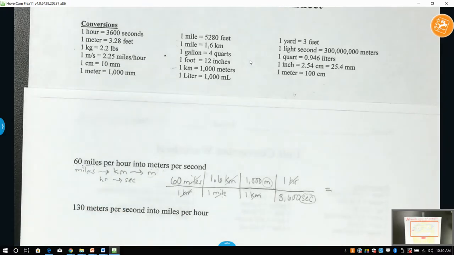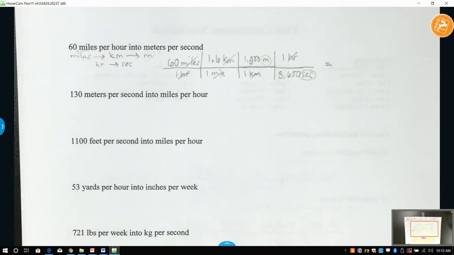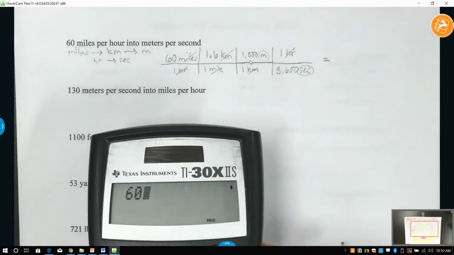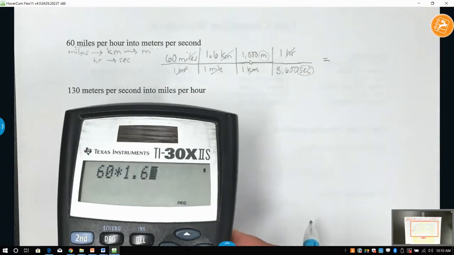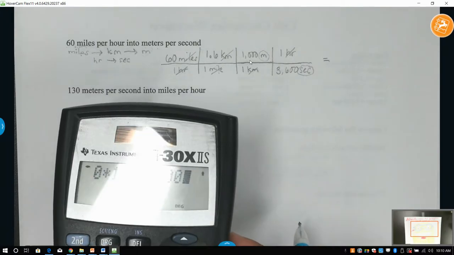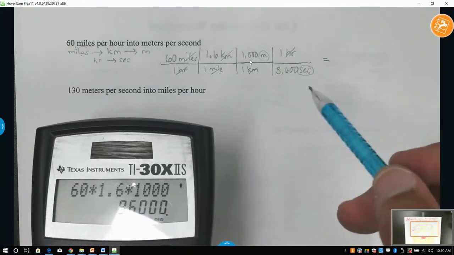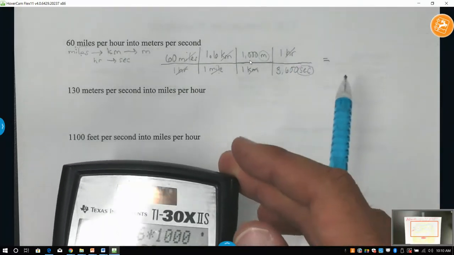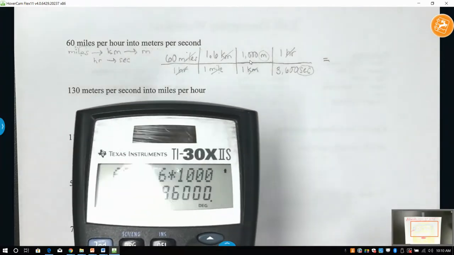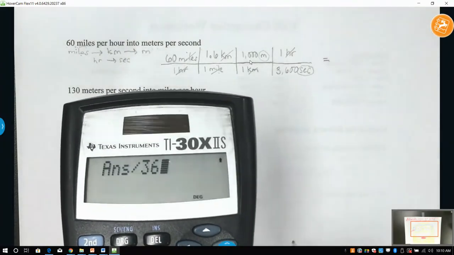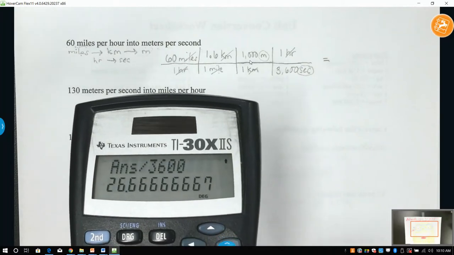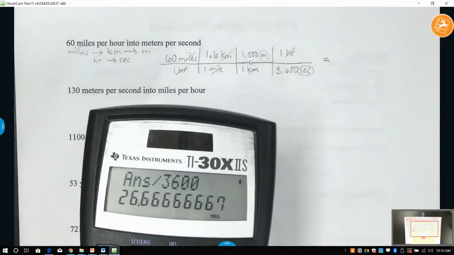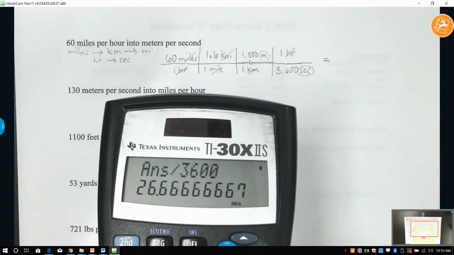So we're going to do 60 times 1.6 times 1,000. So we got 60 times 1.6 times 1,000 equals, and then you divide by everybody on bottom. Now, you don't need to multiply or divide if they're ones, but there is a 3,600 guy down there. So we're going to take that number, divide it by 3,600, and we get an answer of 26.6, basically repeating. So we'll round it to 2 decimals. We'll call it 26.67.